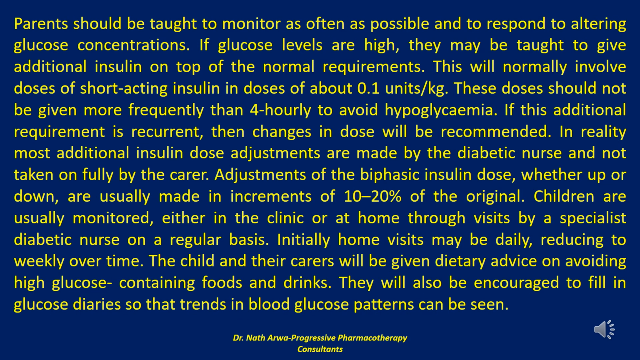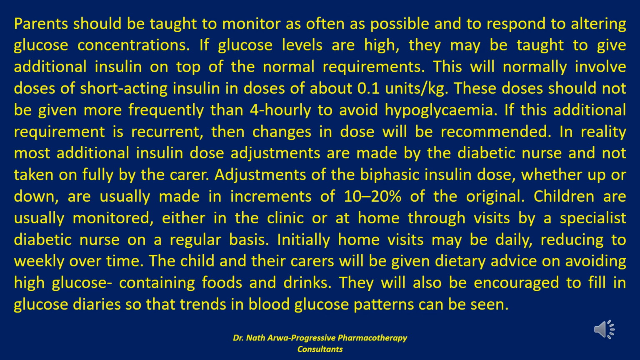Parents should be taught to monitor as often as possible and to respond to altering glucose concentrations. If glucose levels are high, they may be taught to give additional insulin on top of the normal requirements. This will normally involve doses of short-acting insulin in doses of about 0.1 units per kilogram. These doses should not be given more frequently than 4 hourly to avoid hypoglycemia. If this additional requirement is recurrent, then changes in dose will be recommended. In reality, most additional insulin dose adjustments are made by the diabetic nurse and not taken on fully by the carer. Adjustments of the biphasic insulin dose, whether up or down, are usually made in increments of 10 to 20% of the original.